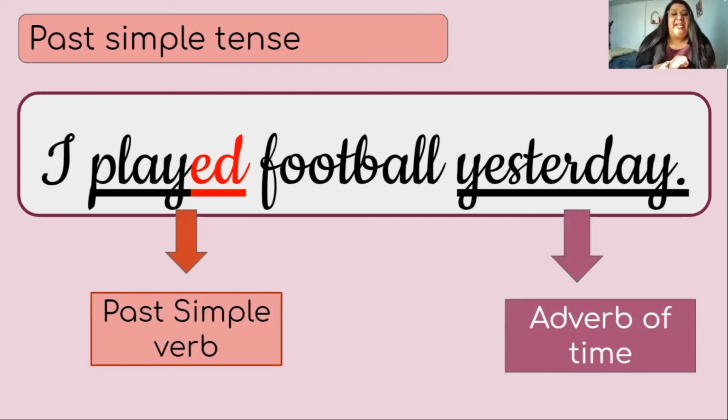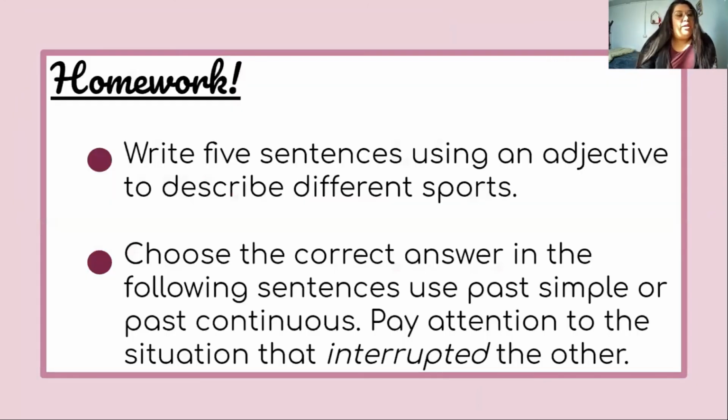So, okay, so to finish and to work at home, we're going to do the following. As a homework, you're going to start with the first thing we saw today. You're going to write 5 sentences using an adjective to describe different sports.